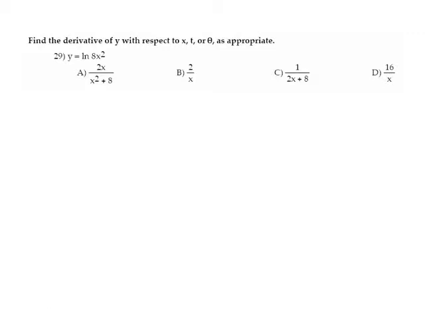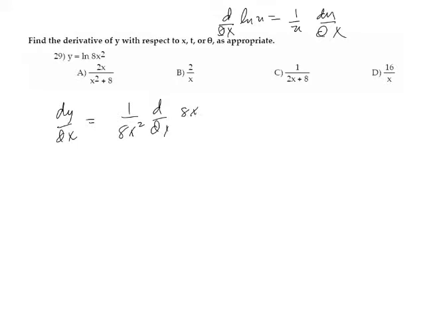Okay, number 29, we want to take the derivative of a natural logarithm function. Remember that d/dx of ln of u is equal to 1 over u times du/dx, chain rule. So dy/dx is equal to 1 over 8x squared times d/dx of 8x squared, which is 1 over 8x squared times 16x, and that is equal to 2 over x, which is answer B.